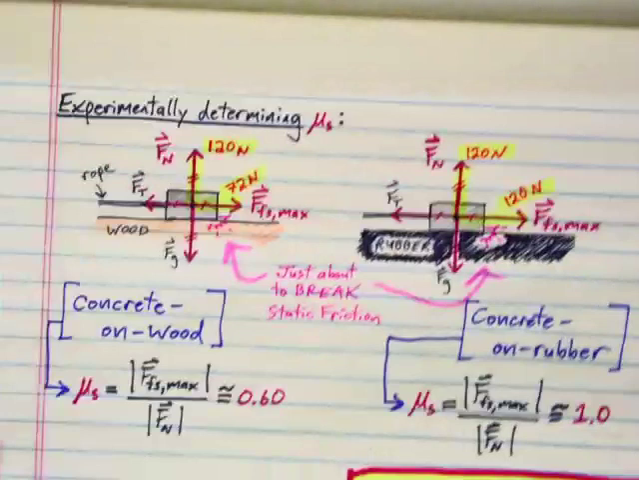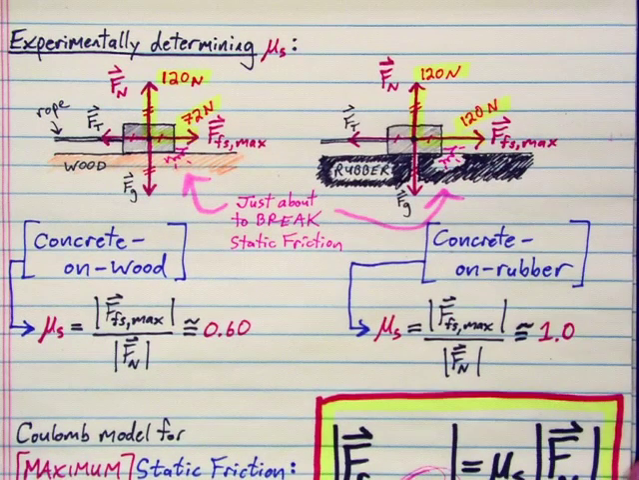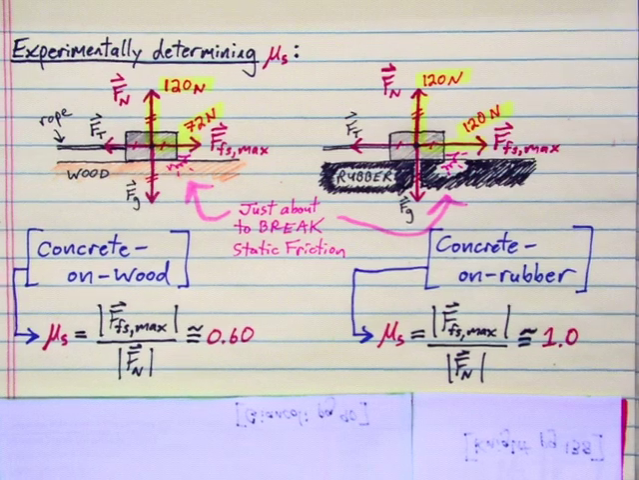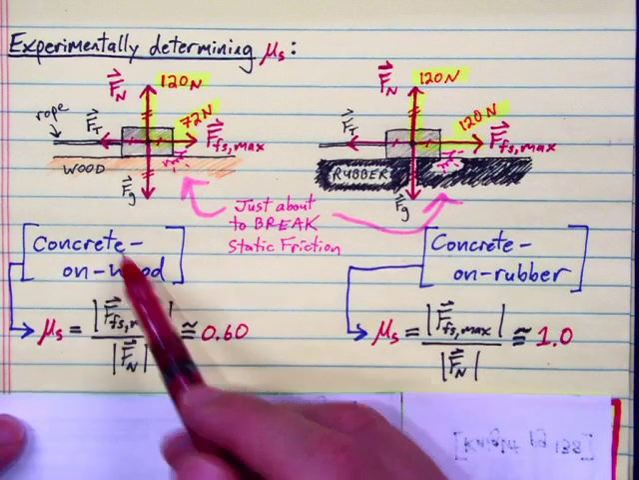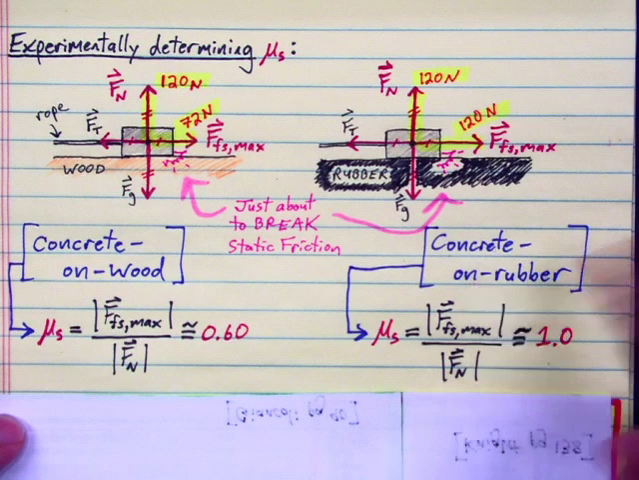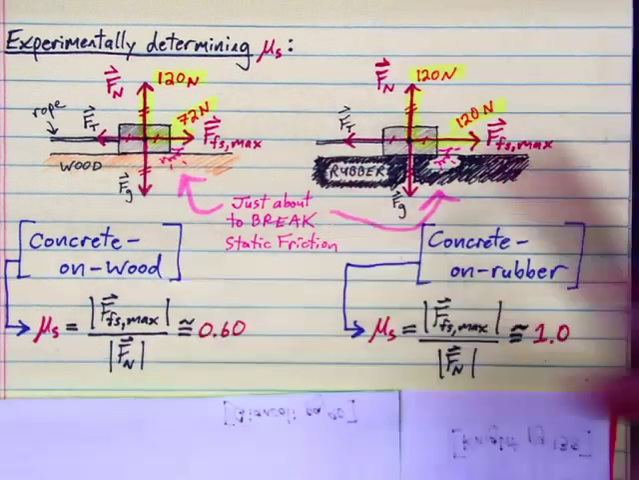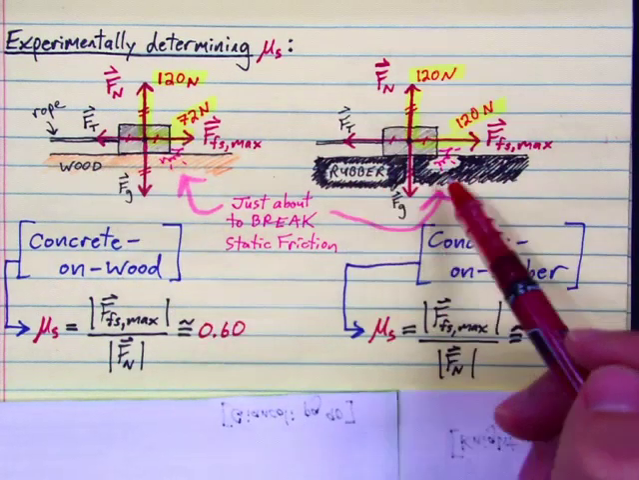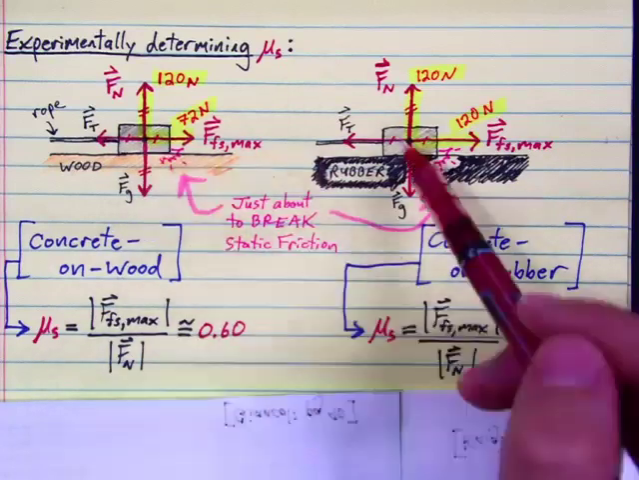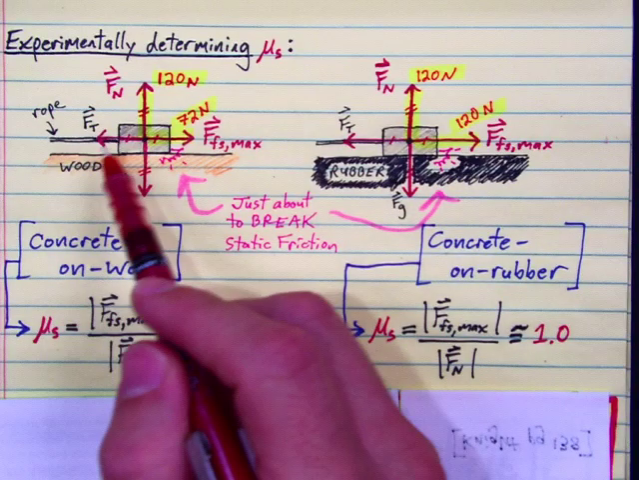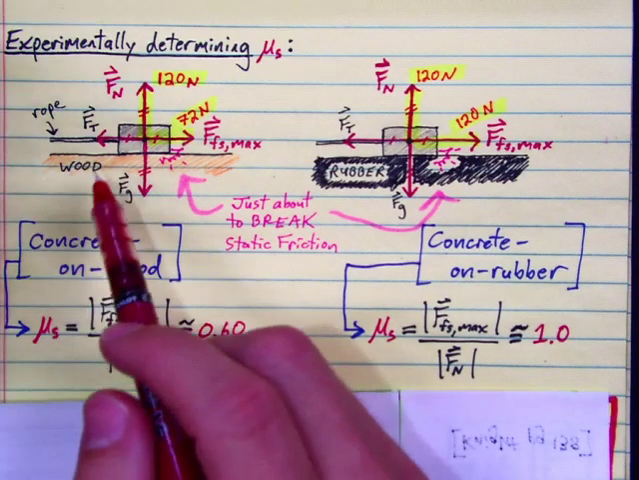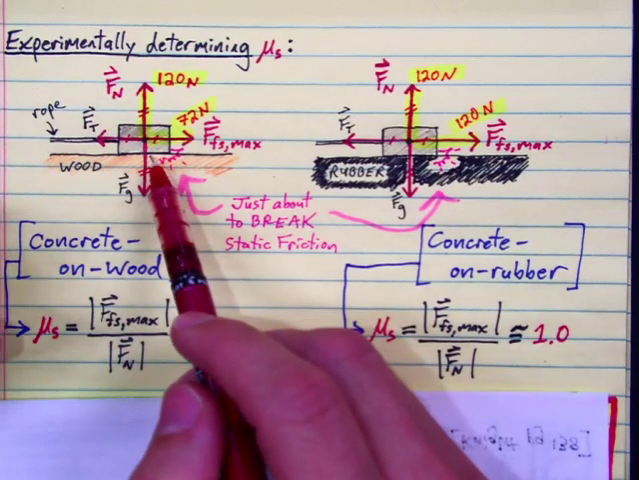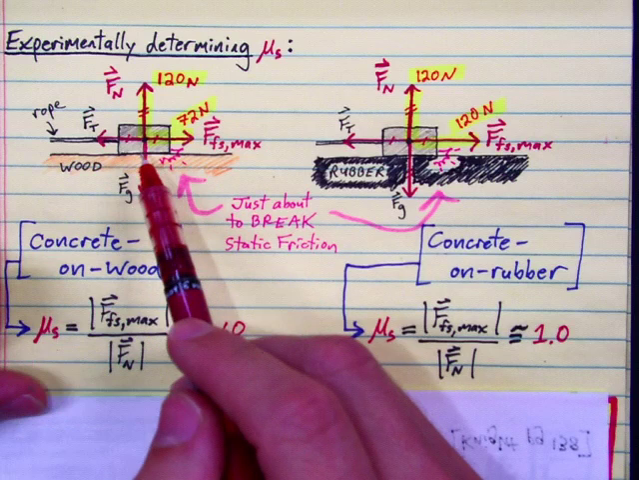Here's a simple version of an experiment that could be conducted to determine the value of the coefficient of static friction for concrete on wood or for concrete on rubber. Here we have two experiments, a concrete cinder block placed on a wood surface and then placed on a rubber surface. Initially at rest, and then we pull on it with a rope to the left.